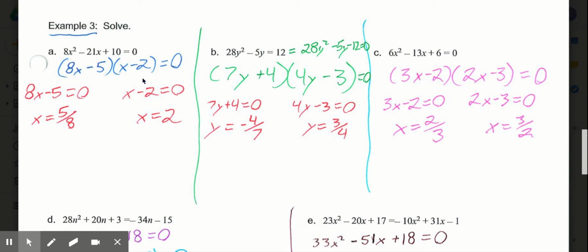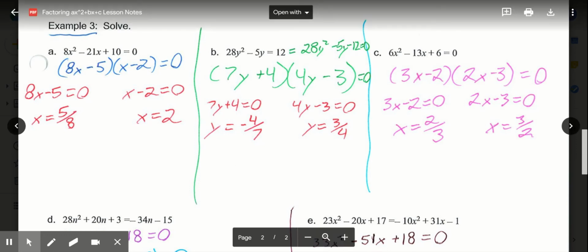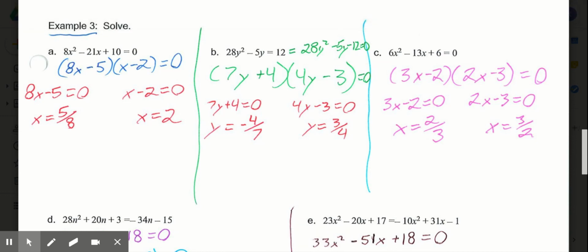So in order to solve that, I would split these. 8x minus 5 equals 0, x minus 2 equals 0. So to solve the one on the left, add 5, divide by 8, and x equals 5/8. To solve the one on the right, add 2, and x would equal 2.